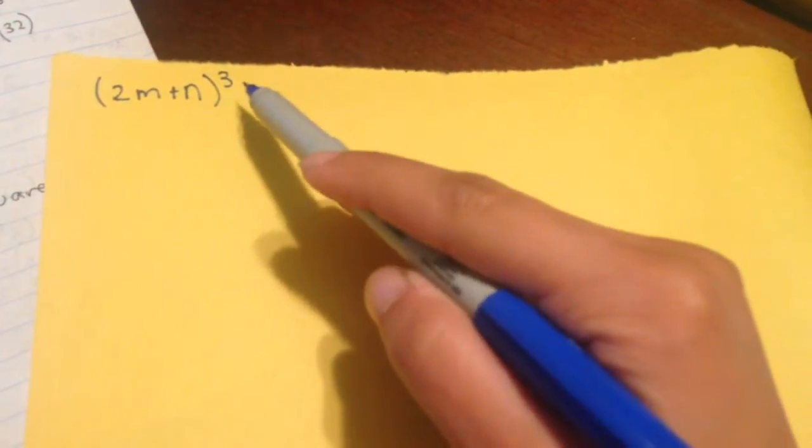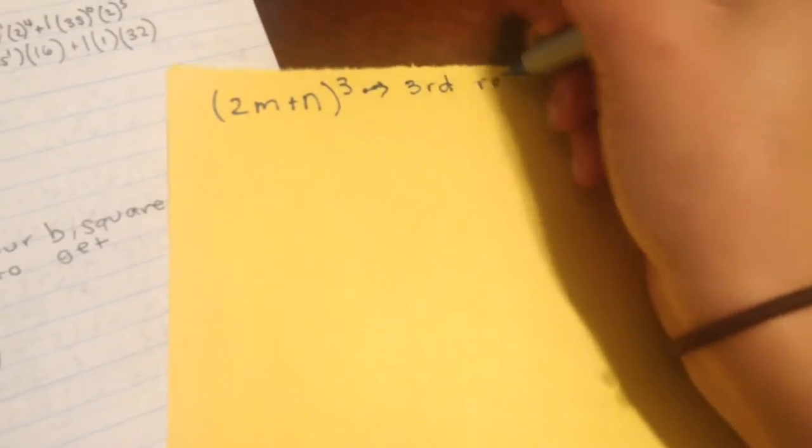Now from this 3 right here, we know that this is the third row, which is 1, 3, 3, 1. What we're going to do next is put the 1 here, and then 3, 3, 1. The next thing you want to do is take the 2m and put it here. Now you're going to go backwards, so it's going to go 3, 2, 1, 0. So you're going to put that exponent with the 2m on each one.